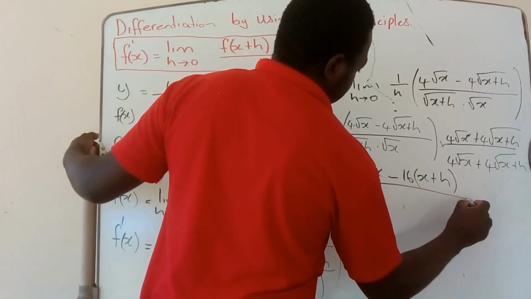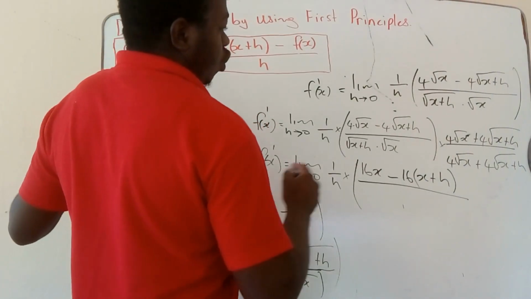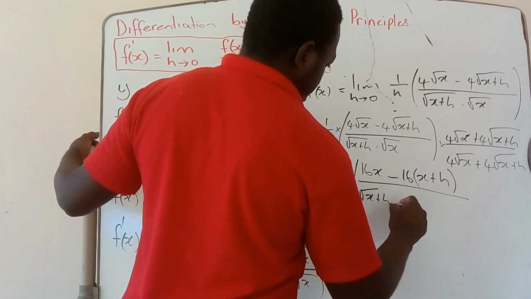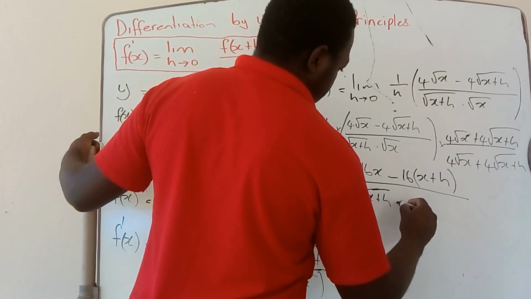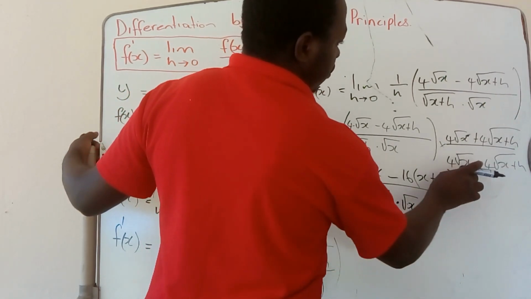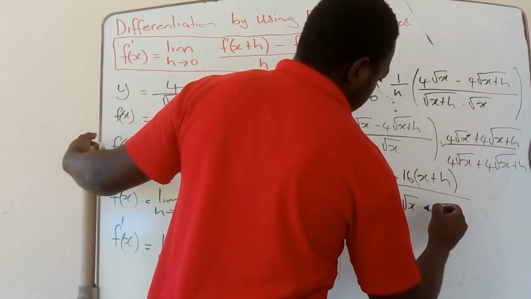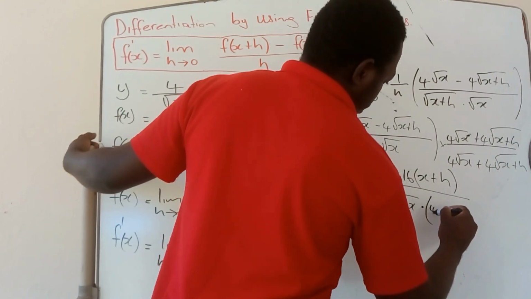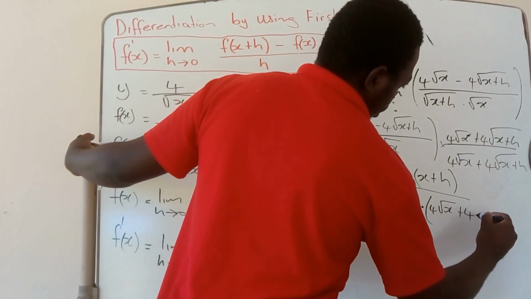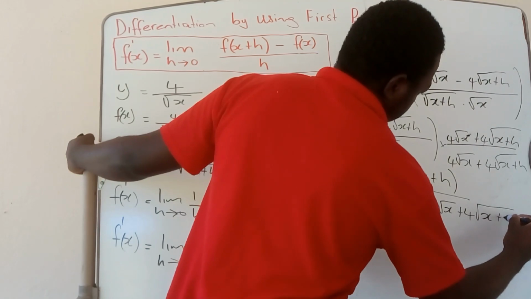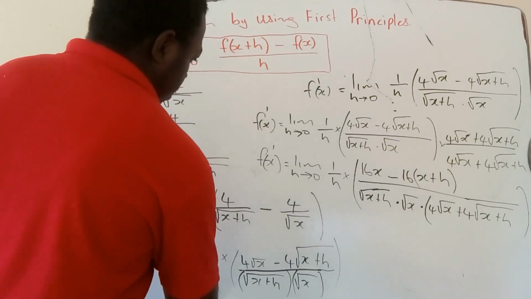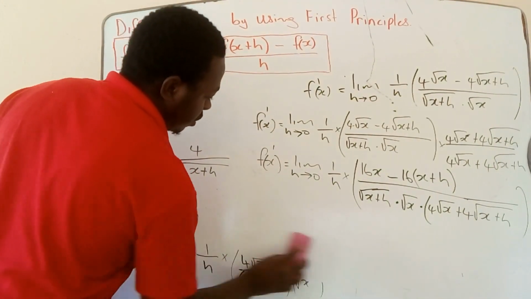All of that over the root of x plus h times the root of x, times all of this in a bracket, so times 4 root of x plus 4 root of x plus h. Alright? So let's erase this part so we get some more space.